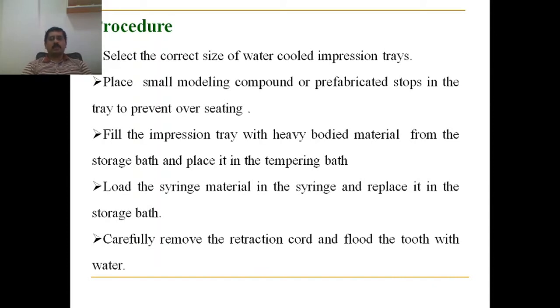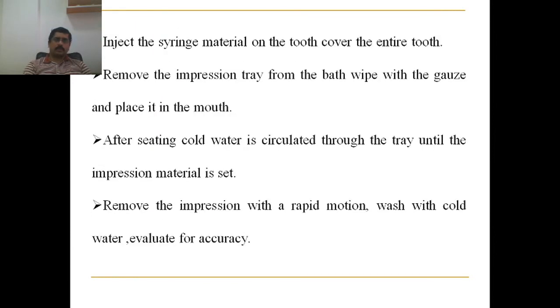Now we will fill the impression tray with heavy body material from the storage bath and place it in the tempering bath. Load the syringe material and replace it in the storage bath. Now carefully remove the retraction cord and flood the tooth with water. Inject the syringe material on the tooth, that is, we have to cover it entirely. Remove the impression tray from the bath, wipe with gauze and place it in the mouth.